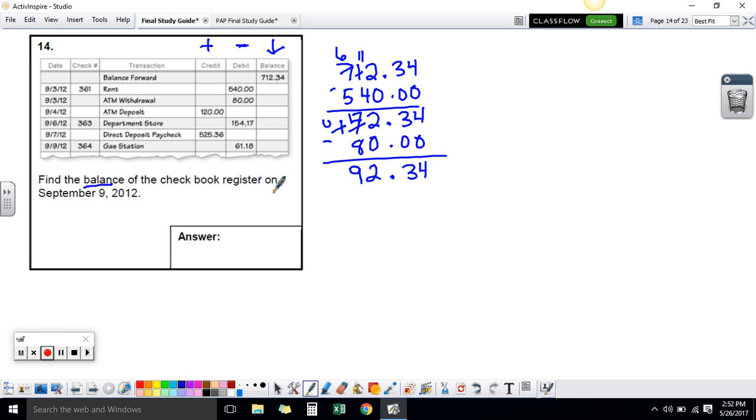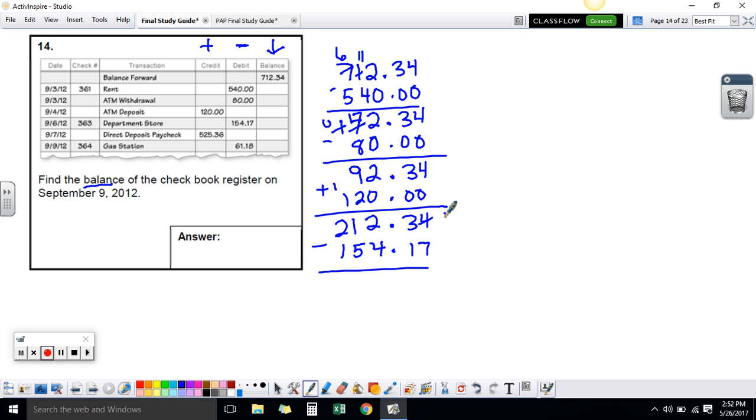Then I'm going to deposit $120, so I'm going to add $120 to my account. That is going to give me $212.34. Then I'm going to go shopping, and I'm going to spend $154.17.